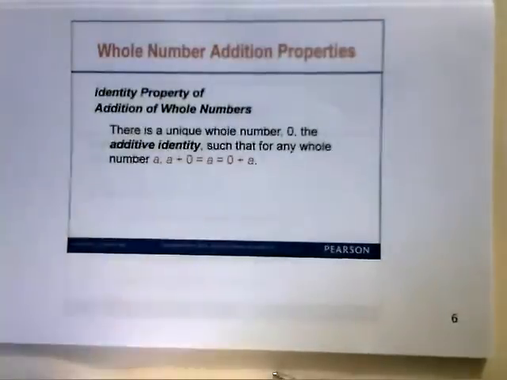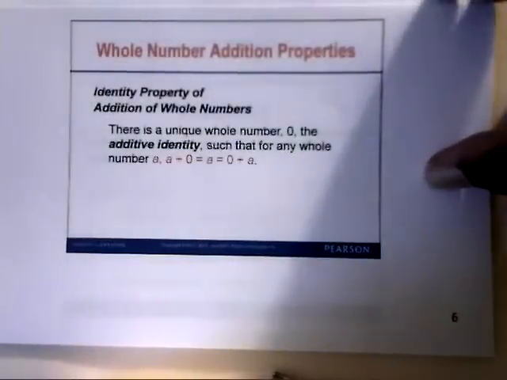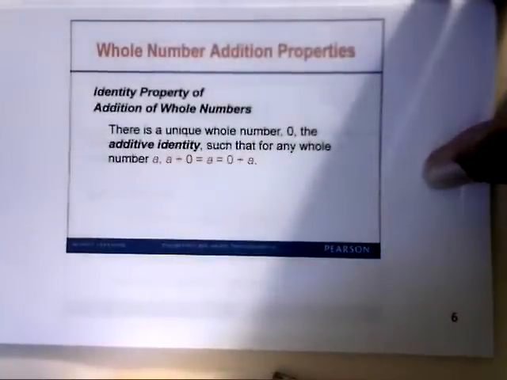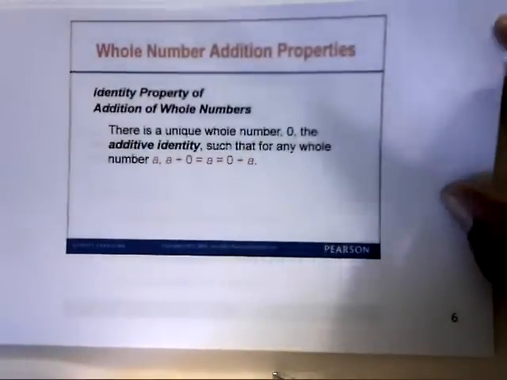The identity property of addition of whole numbers is this. There is a unique whole number called 0, which is called the additive identity, such that for any whole number called A, you add that whole number to 0, you're going to get the whole number back. A plus 0 is equal to A, or 0 plus A will also give you A. Like 7 plus 0 is still going to be 7. Okay, so 0 is called the additive identity.